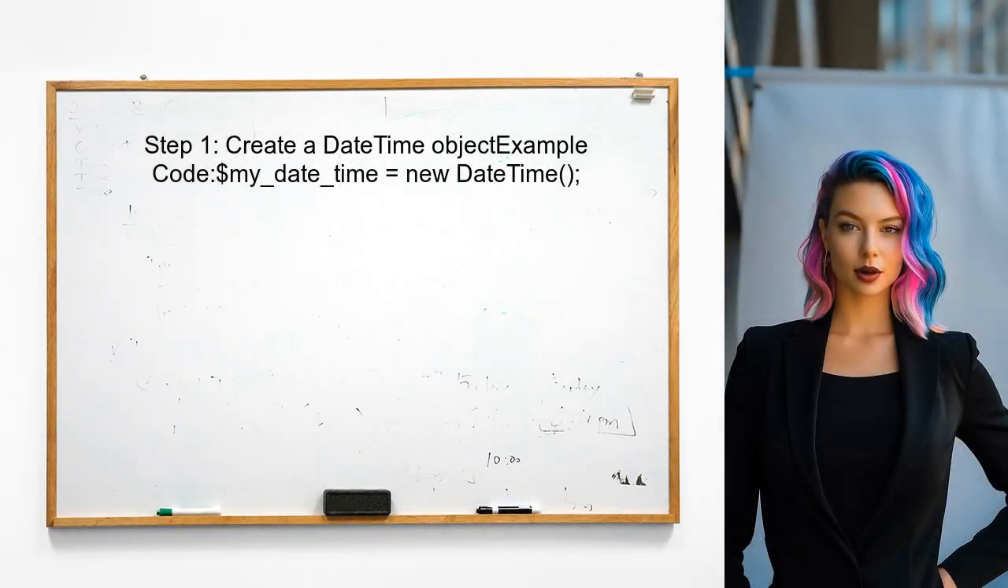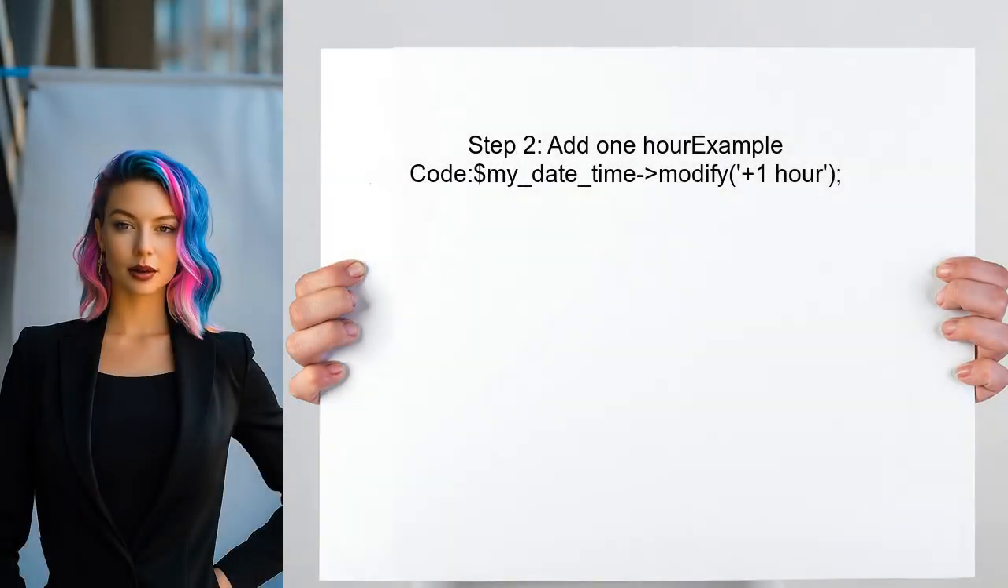To add 1 hour to the current date and time in PHP, the user can utilize the DateTime class. First, they should create a new DateTime object with the current date and time. Next, the user can add 1 hour to this DateTime object. This can be done using the modify method, which allows for easy adjustments to the date and time.